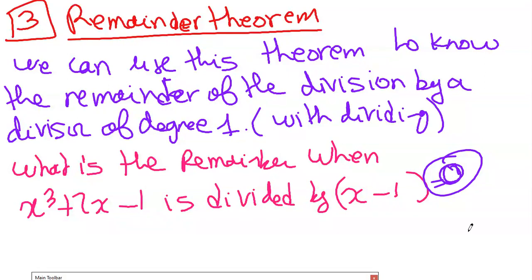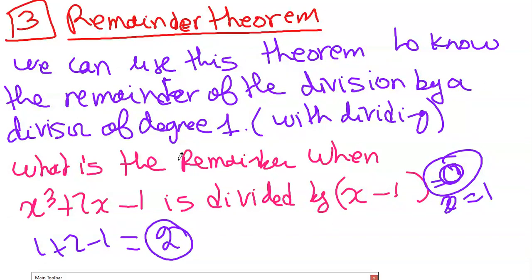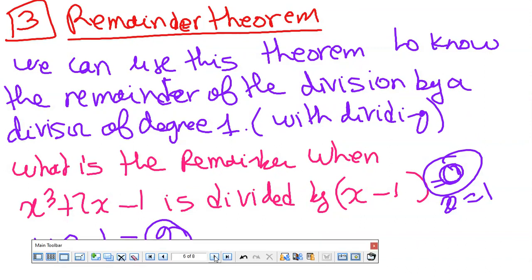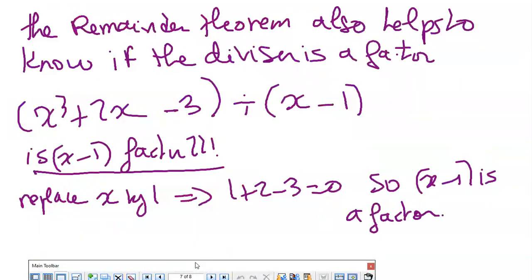When I solve it equal to 0, it gives me x equal to 1. So I replace x by 1. 1 plus 2 minus 1, so it's equal to 3 minus 1, so it's equal to 2. What does it mean? It means when you divide x^3 plus 2x minus 1 by x minus 1, the remainder is 2. This method will help me to see if x minus 1 is a factor or not, to be able to factorize.